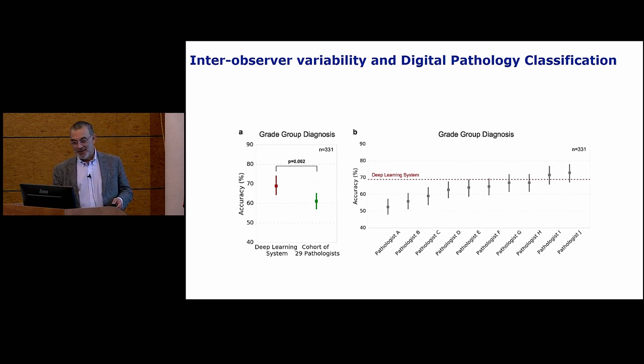And then for each slide, you had three junior pathologists say what they saw, and then the senior pathologist looked at what they said and had a little conference and said, okay, it is Gleason group 3, or 3 plus 4, whatever it is.